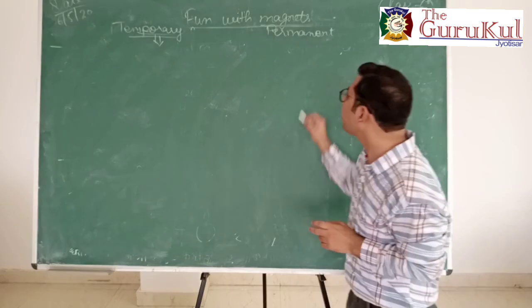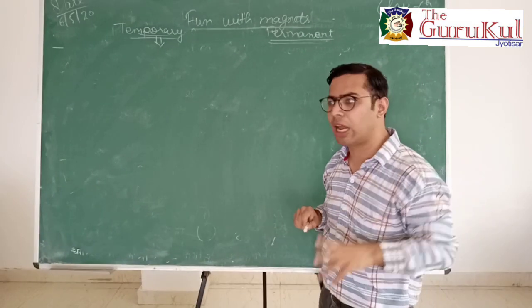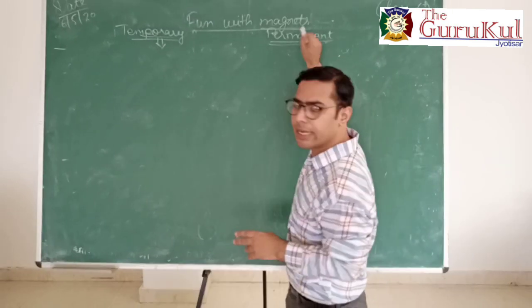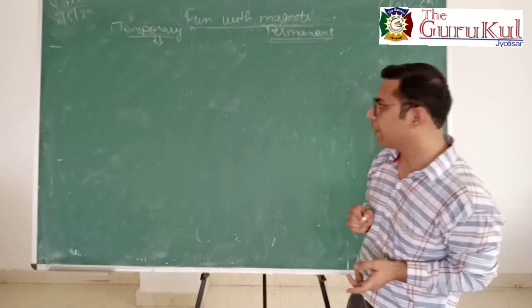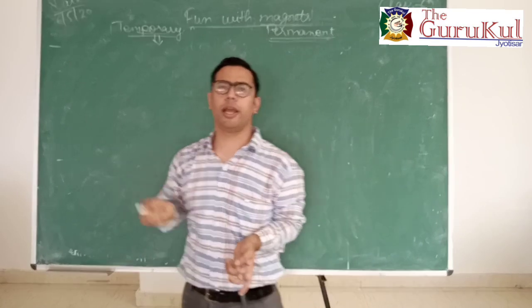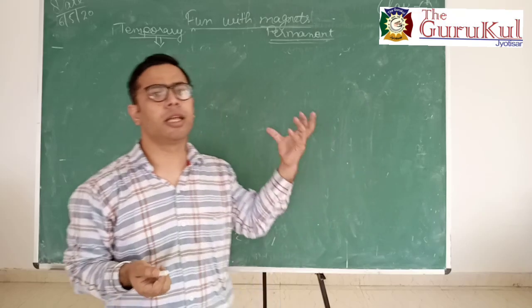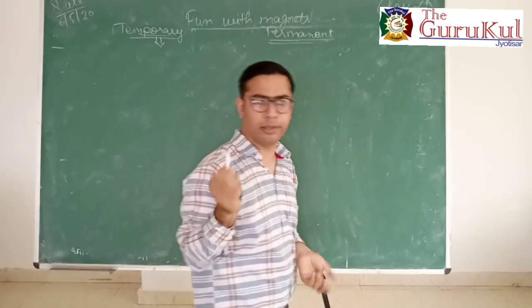But that magnet which has its magnetic power forever, which lasts forever, that type of magnet is known as a permanent magnet. Temporary magnets can be made from iron, nickel, cobalt when they are brought in contact with any other strong magnet. Is it clear?